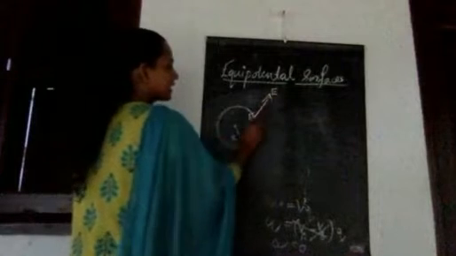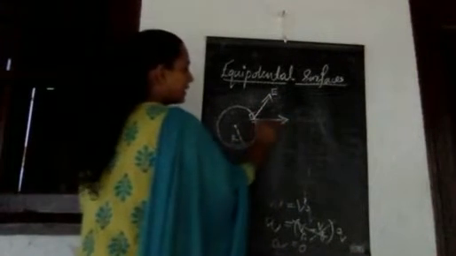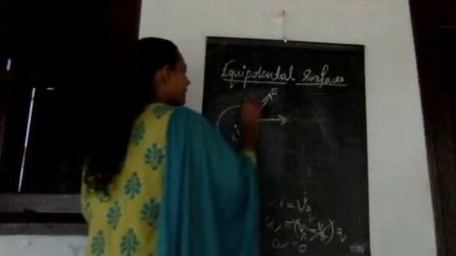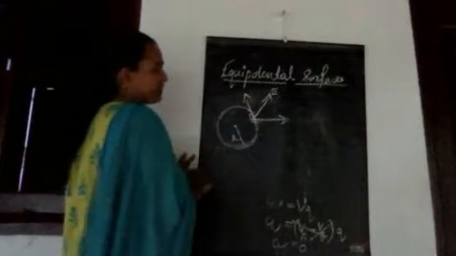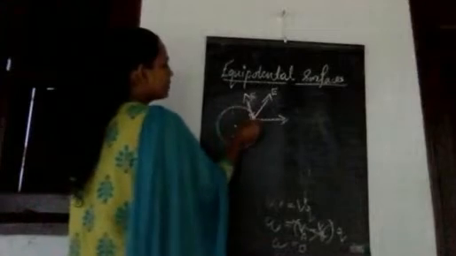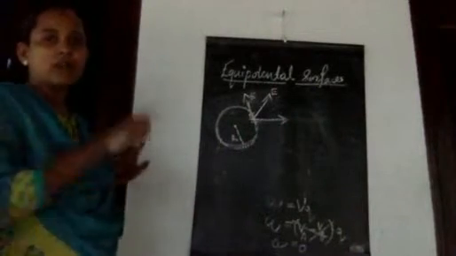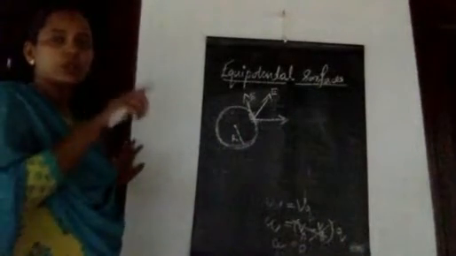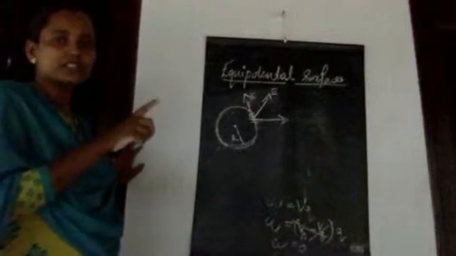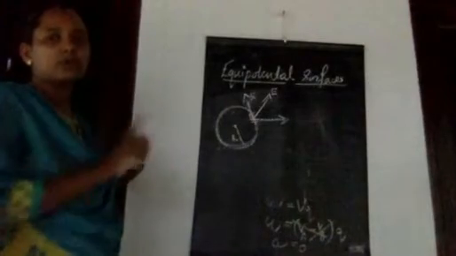Suppose the electric field is inclined like this. Then it has two components, one normal to the surface and the other tangential to that surface. This tangential component of the electric field will do some work to move the charge along the surface. But in the first property we studied that the work done to move a charge through an equipotential surface is equal to what? That is equal to 0.